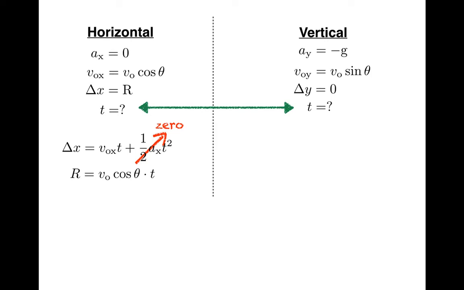I started out by saying that I wanted to derive an equation for R in terms of v0 and theta, and you can see that I'm pretty close. The trouble is the equation still contains t. Let's see what we can do about that.